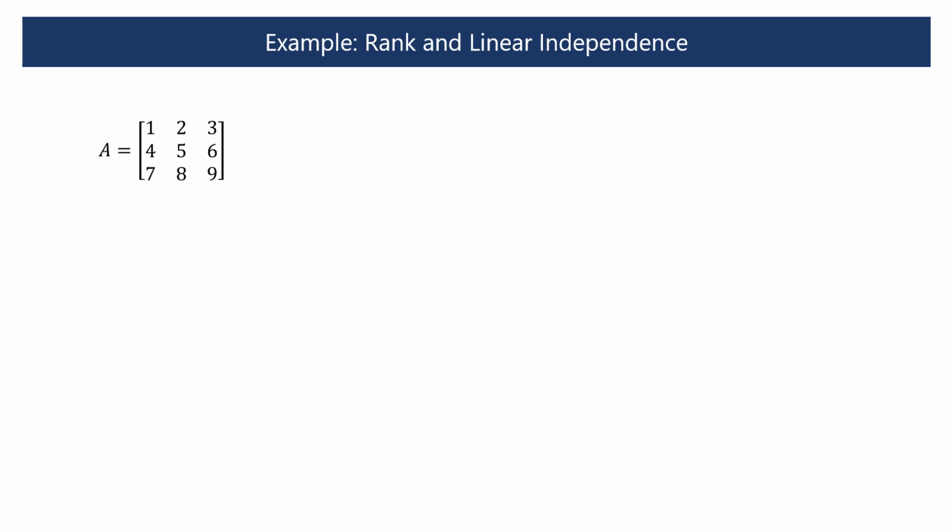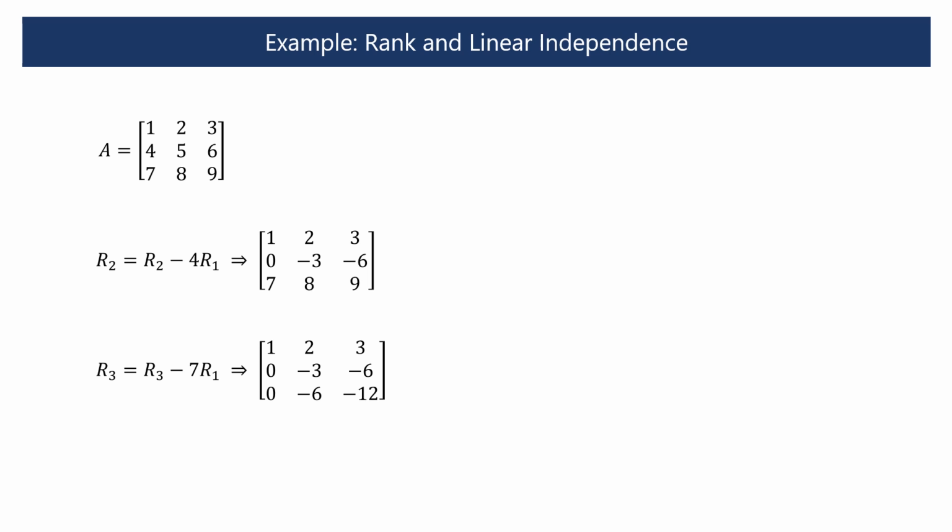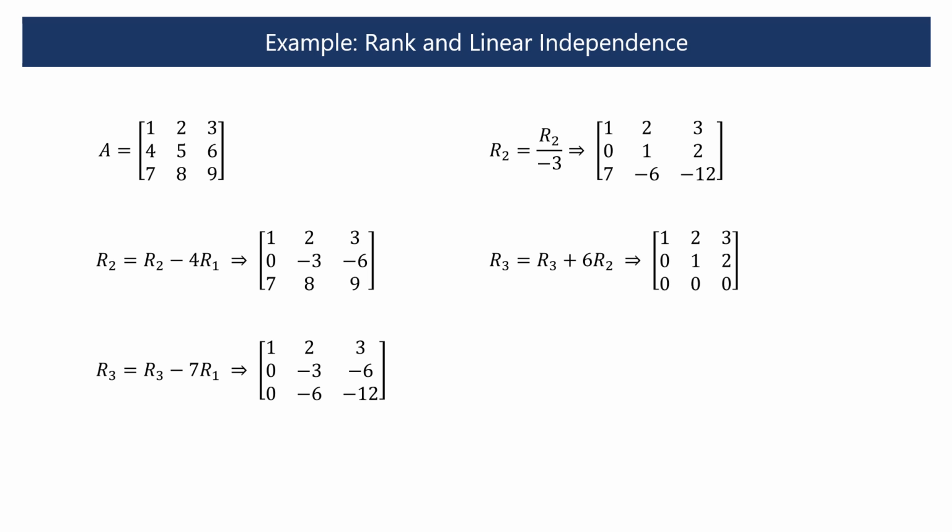As an example, let's consider this matrix A. To find the rank, let's perform row reduction. First, subtract 4 times the first row from the second row. Next, subtract 7 times the first row from the third row. Then, divide the second row by -3. And then, add 6 times the second row to the third row.